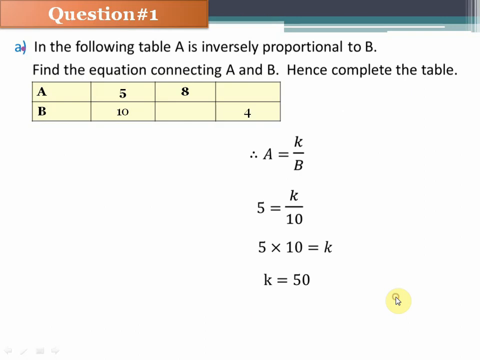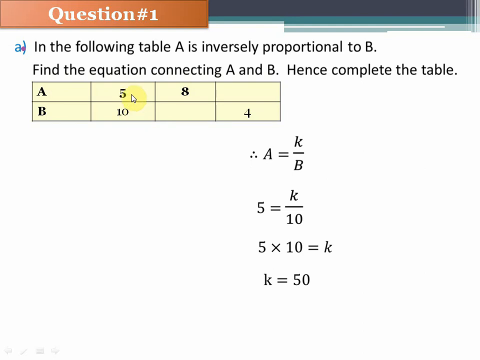So moving on, question number 1. First of all, we have to read the question carefully. In the following table, a is inversely proportional to b. This means that straight away when you read this statement, you have to write the equation first: a equals k divided by b. Find the equation connecting a and b, hence complete the table. So here they give us the table, and we have to complete this table.